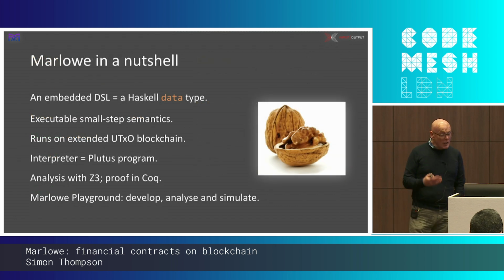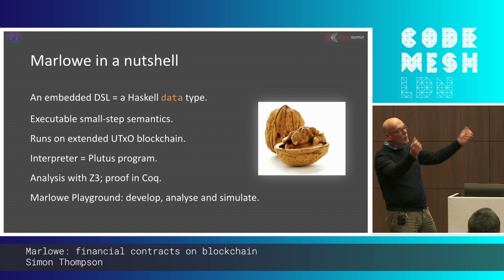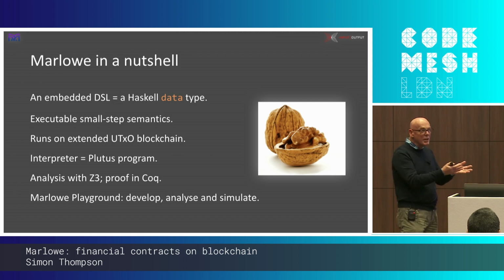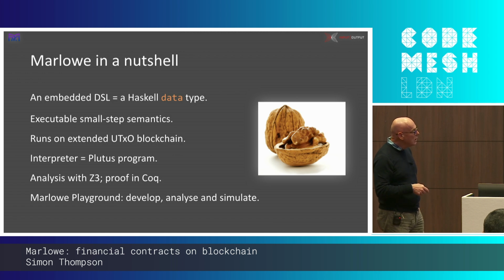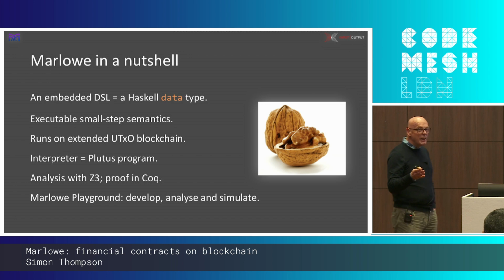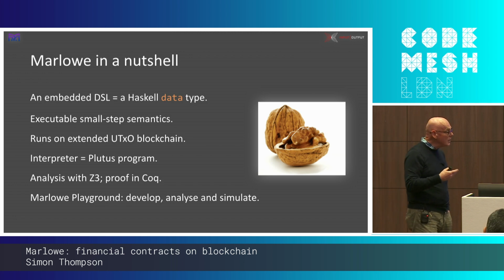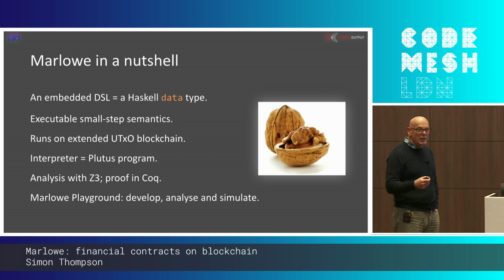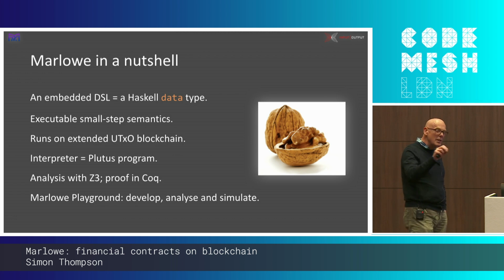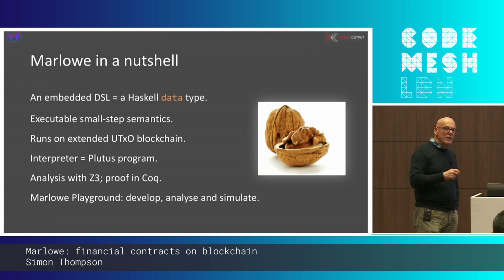So this is our language, and in a nutshell what we have is an embedded domain-specific language, a very small Haskell data type where we can write contracts using selectively Haskell features. It's got an executable small step semantics, which is written in Haskell. We've also got a version in Isabelle, so we can prove properties of contracts in Isabelle. It runs on this UTxO blockchain, so on a Bitcoin style blockchain. It's extended slightly to allow us to pass some data when we make a transaction, which is a bit like covenants in Bitcoin, if that makes any sense.